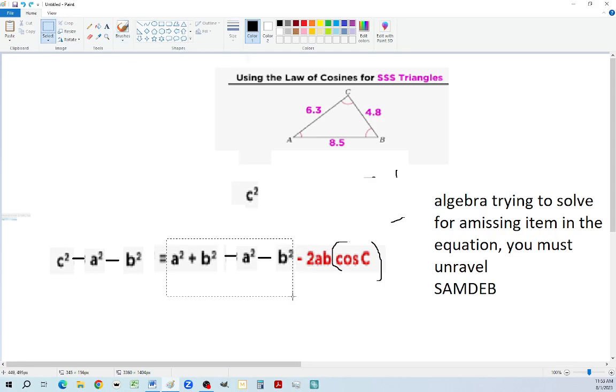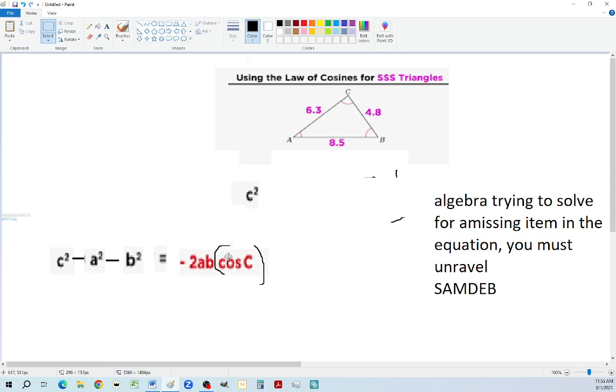You can skip this step. Do not erase this minus, though. You didn't do anything to the minus. So now we've gotten rid of anything that's being added and subtracted.